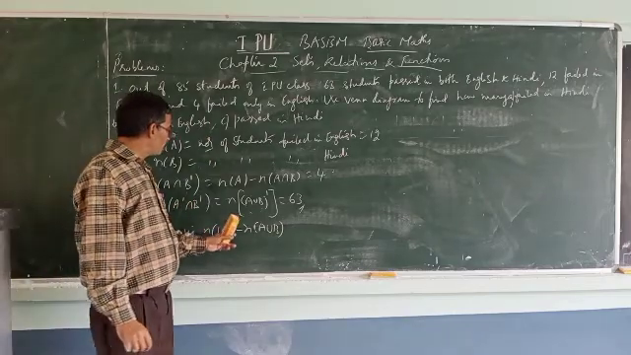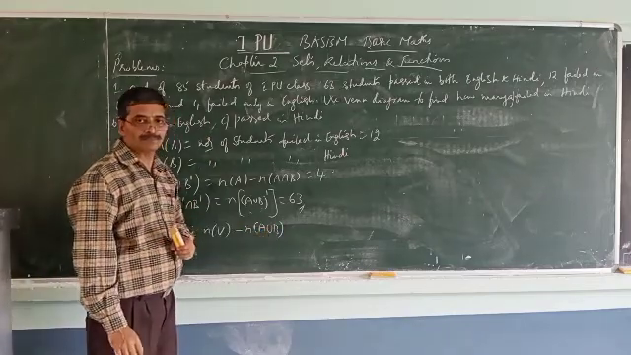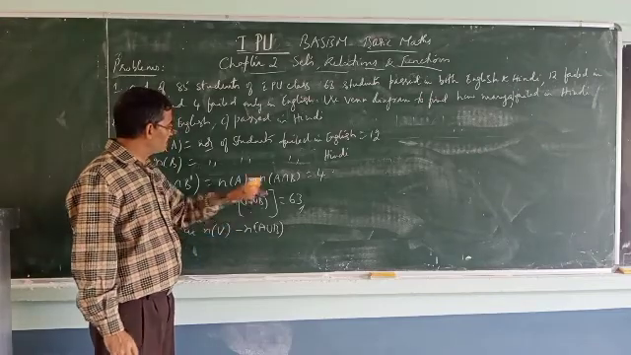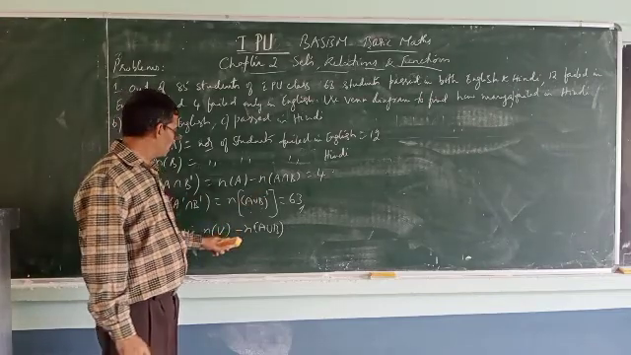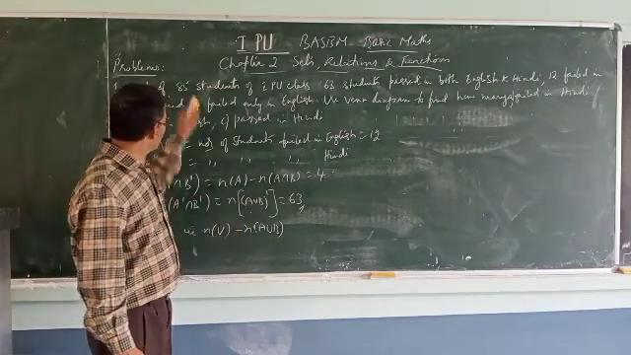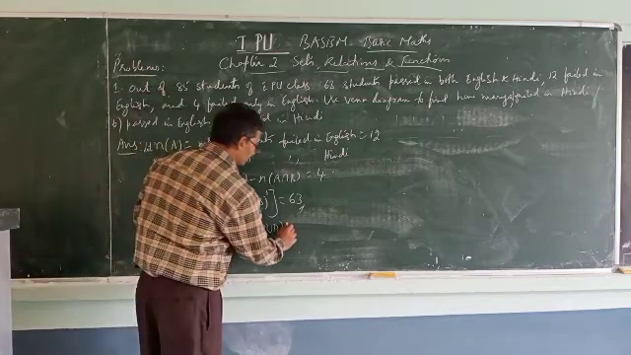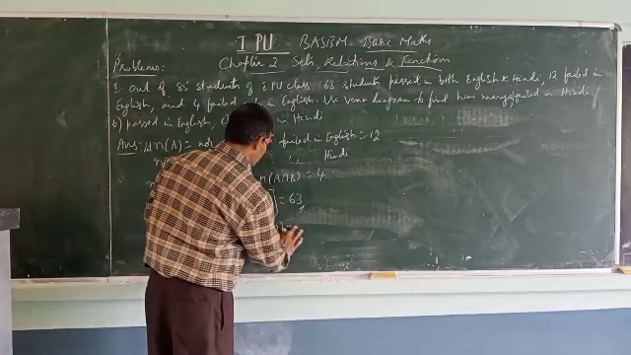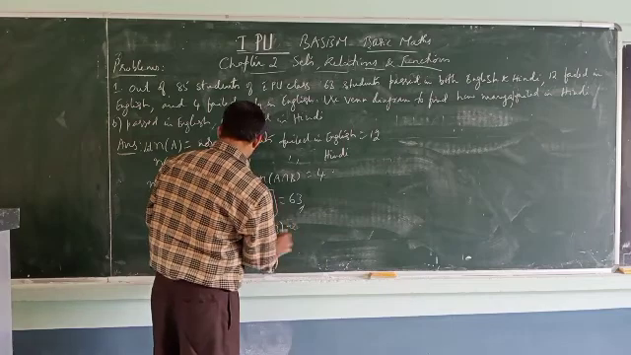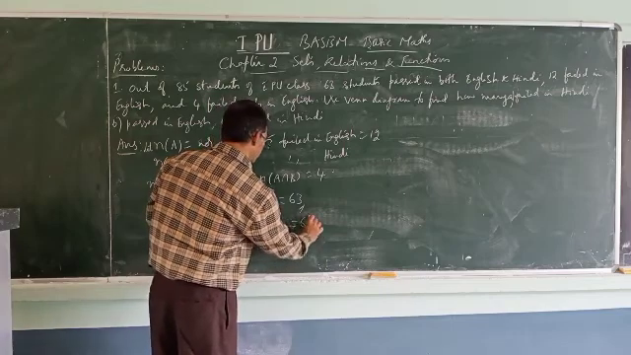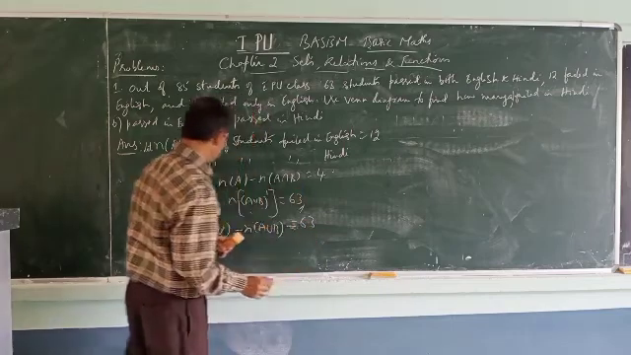N of U minus N of A union B, that is N of A union B whole dash. So N of U is 85, and that is equal to 63. This is 63.